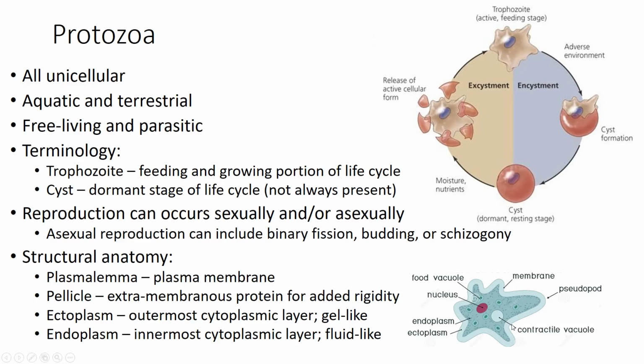The inside of the protozoan is separated into two regions. The outermost region that's very jelly-like is called the ectoplasm. The ectoplasm is going to be where your movement structures are going to be incorporated. The endoplasm is the inside portion. It's a little more fluid-like. That's where all the organelles will be located.